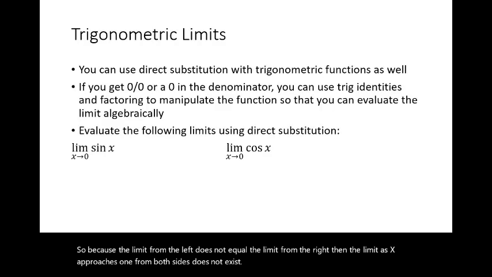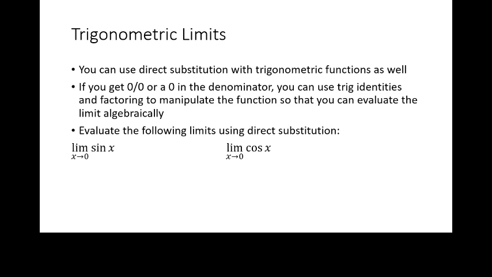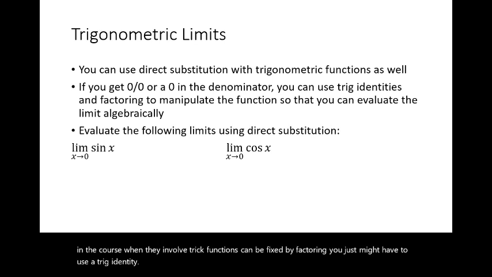Now, direct substitution can work for trig functions as well. Just keep in mind that if you get a 0 over 0 or just some other 0 in the denominator, what you can use is trig identities and maybe a little factoring to manipulate the function so that you can evaluate the limit algebraically. I will say that most of the 0 over 0s at this point in the course, when they involve trig functions, can be fixed by factoring. You just might have to use a trig identity. But no matter the type of function, even if they are trig functions, you should always try direct substitution first.